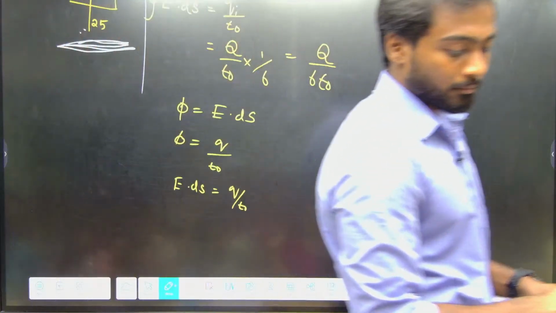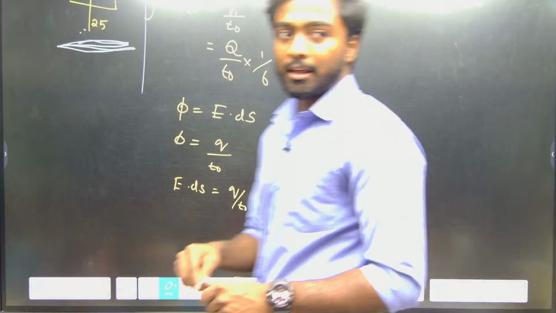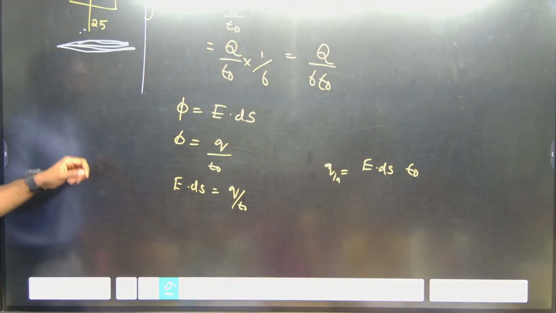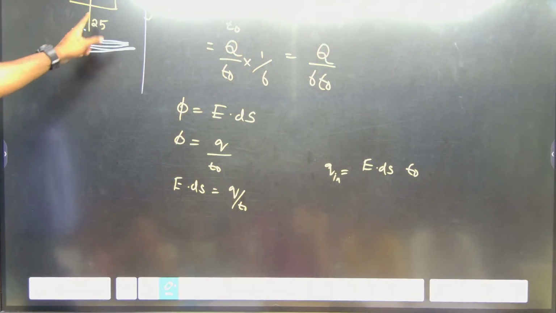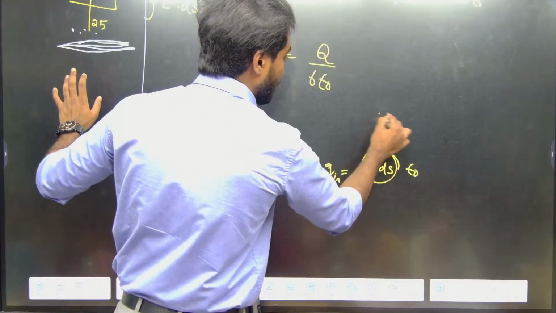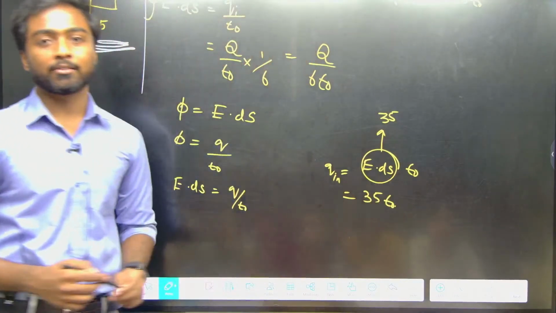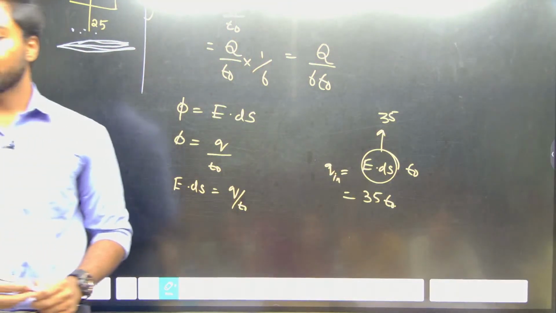Read the question. The field lines coming in and going out, they have given directly. Coming in, going out, field lines they have given, area also is given. So the total thing is 35, which is nothing but 35 epsilon naught. That's the answer. 35 epsilon naught.